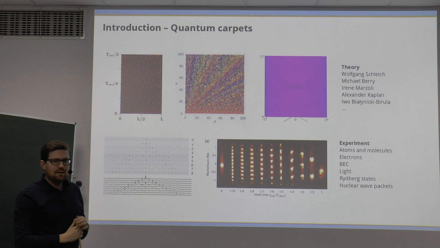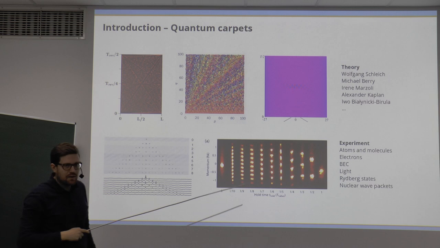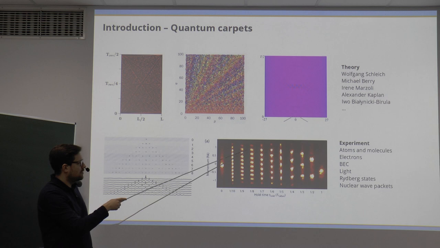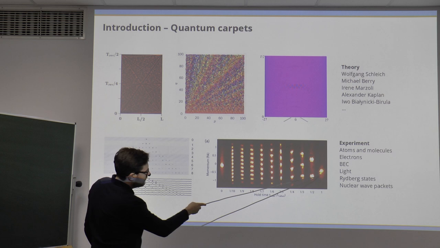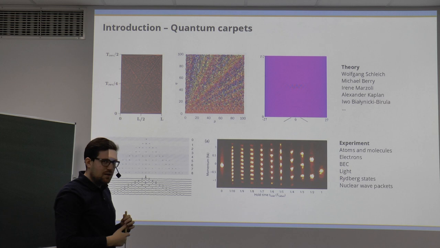And we can see that at some time there is a fractional revival, meaning that this is the initial time. And for example, at this time, we can see that we have a revival, we have several copies of the initial state. This is called a fractional revival. And in the end, we have almost full revival. It's almost perfect. So I'm going to tell you why our quantum carpets are different.